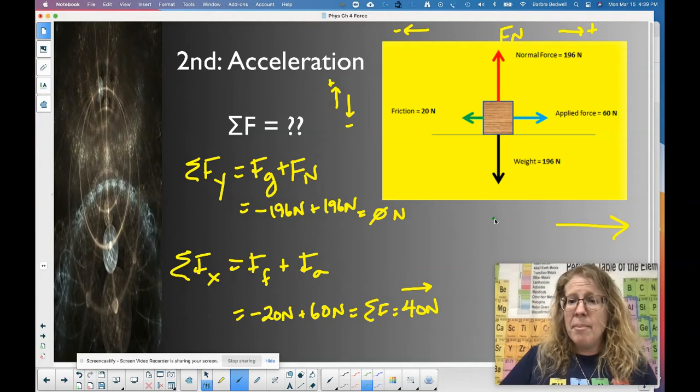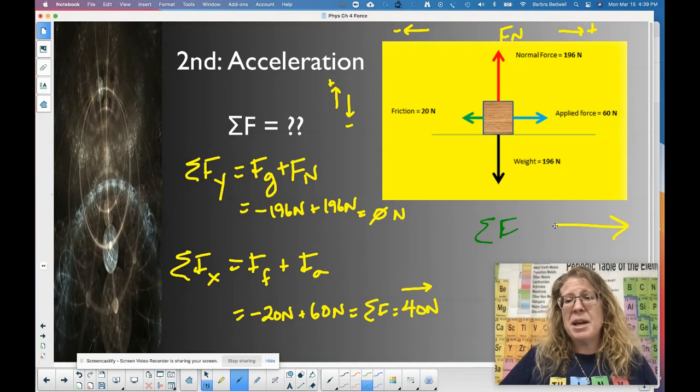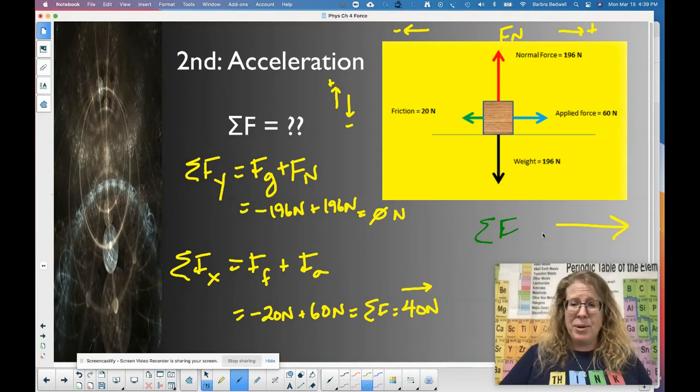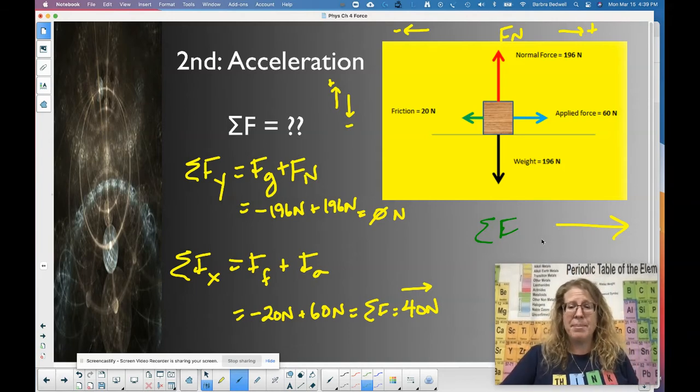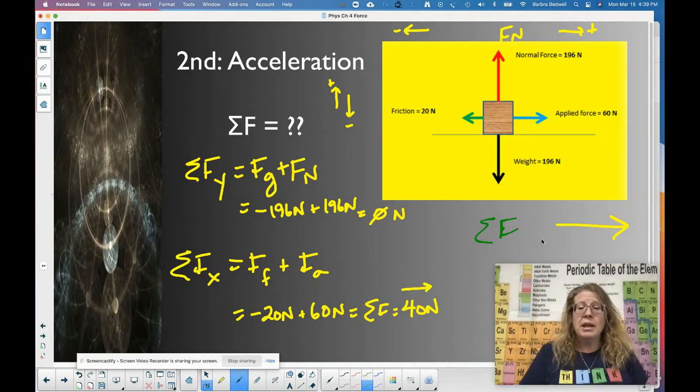My net force, which is going to the right in my x direction, is going to be accelerating in that same direction because that's where our net force is happening. If a net force was going the other direction, it would be what we would call decelerating, slowing down.